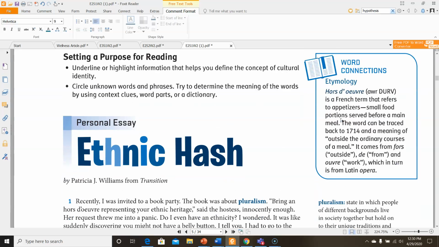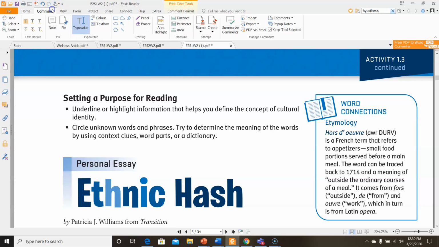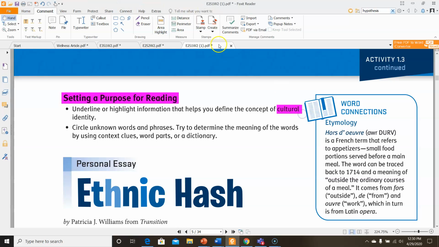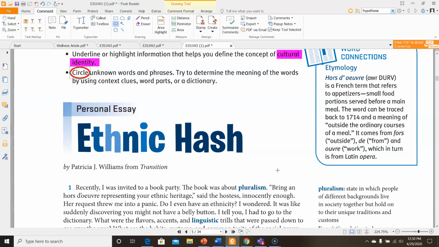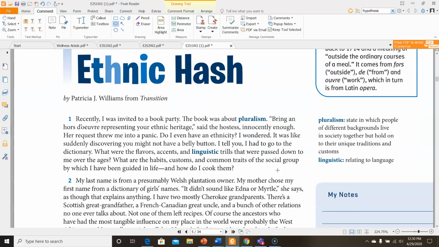So our next thing to do is look at this section for setting a purpose for reading, and it says, underline or highlight information that helps you define the concept of cultural identity. So this is the same thing you did for the last one, you're just doing it again for this second reading. And you're also going to continue to do the same thing where you circle unknown words and phrases and then try to define them by using context clues, word parts, or a dictionary. So this is called ethnic hash. I'm going to read to you the first 2 paragraphs, and then I'm going to help you with the questions, but it's up to you to read the remainder of the piece and to continue to annotate it.